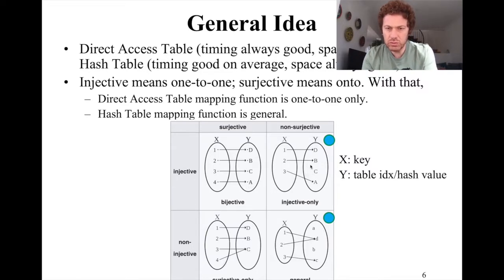So if we focus on our problem here, with a direct access table, I have this one-to-one block. And with a hash table, I have this general issue where two keys may be mapping to the same hash value. With a direct access table, two keys will always map to two different hash values. Yeah, so that is the idea.